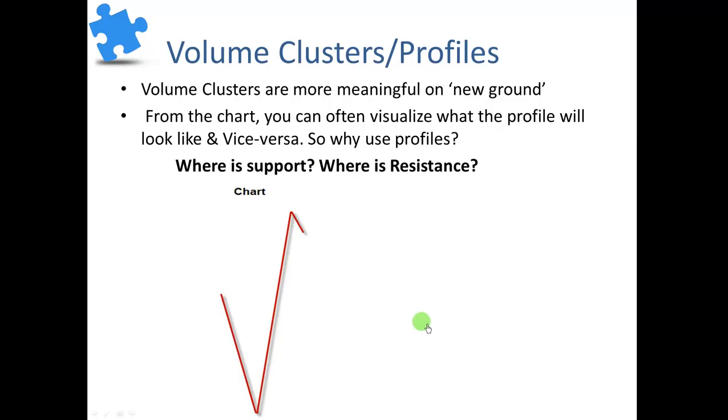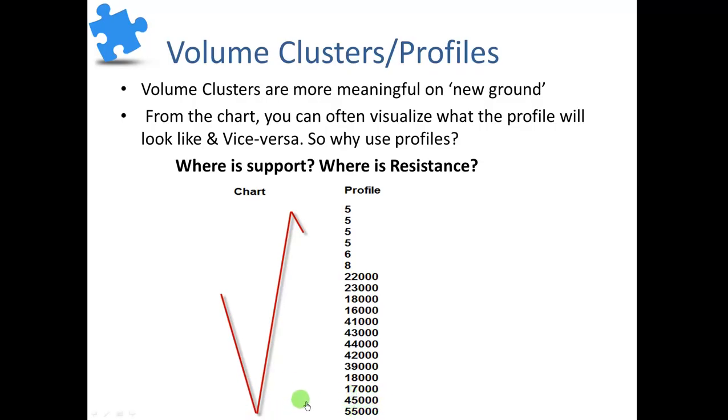Now if we look at the profile, we get a slightly different view. At the bottom here, we can see we have signs of absorption at the bottom of the profile because of this higher volume area. And so the volume profile agrees with the chart. At the top, it's a slightly different story. We have a range of prices where participants traded very little, and a range of prices where participants traded a lot. We have this small spike up without a lot of trading.